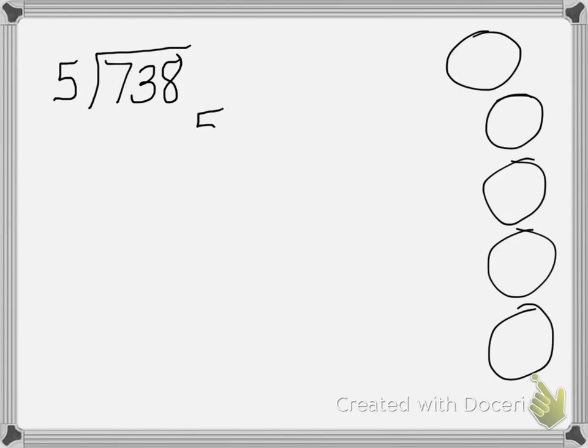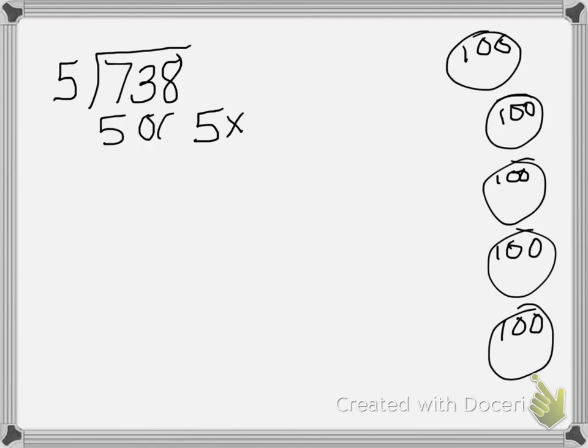I'm going to do 5 groups of 100, because 5 groups of 100 would be 500. I have 738 to divide, so I write the 500 there, and I'm going to subtract to find out how many I have left to divide. So that's going to bring me to 238. Oh, got to write my 100 there.